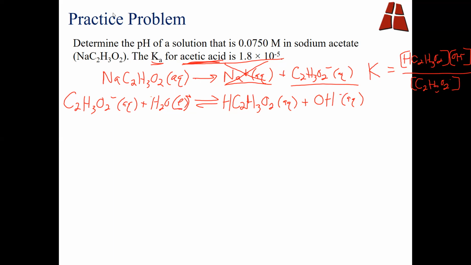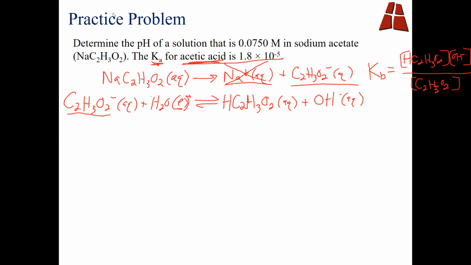Something I want to point out here is that we're given the Ka for this expression, but in this case, our equilibrium expression, the thing we care about, is acting as a base, right? Our C2H3O2 minus is acting as a base. And so instead of this expression being Ka, this is going to be a Kb expression, okay? And so we're going to need to take that into account when we start to solve for our equilibrium concentrations to ultimately determine the pH.